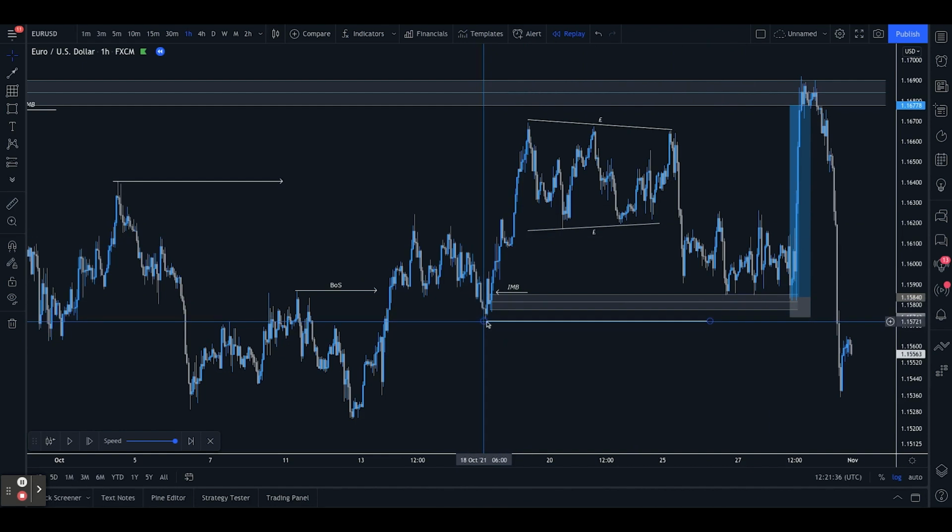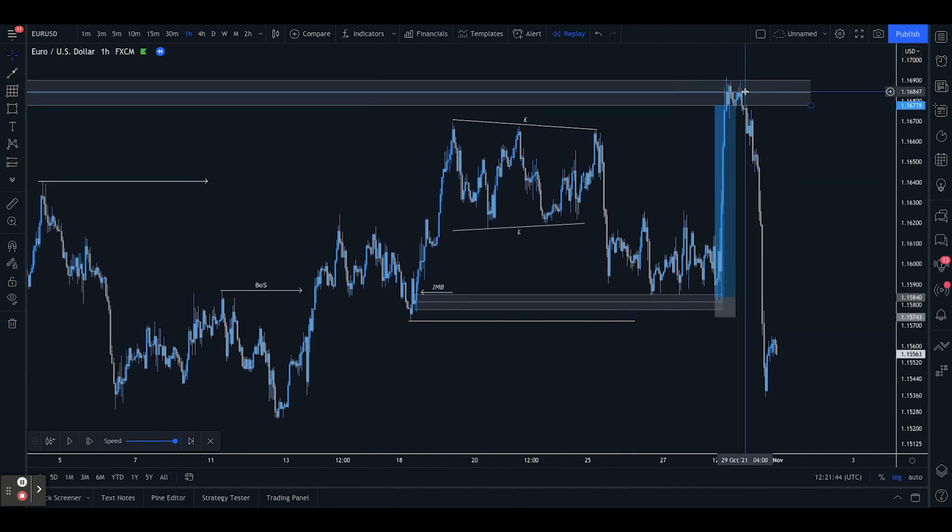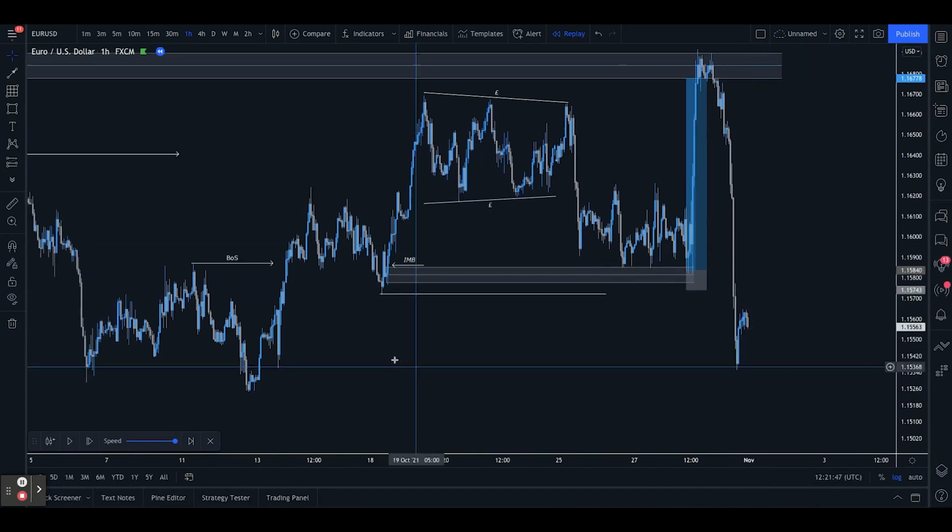But because we didn't break the higher low, that means we're still in an uptrend, right? We have higher high, higher low, higher high, higher low, higher high. And then when we hit that supply area, that's where we can begin breaking the structure, forming a lower low, and continuing that downside move all the way through these lows and beyond.